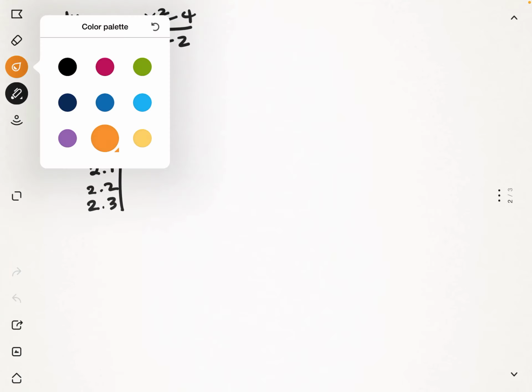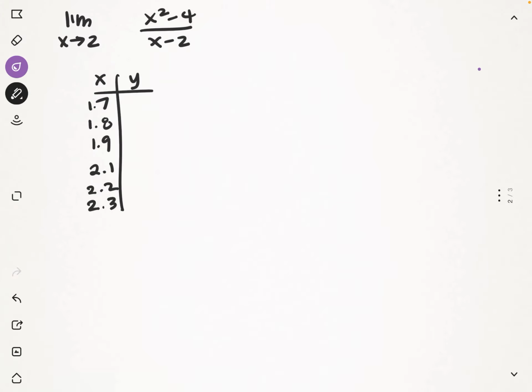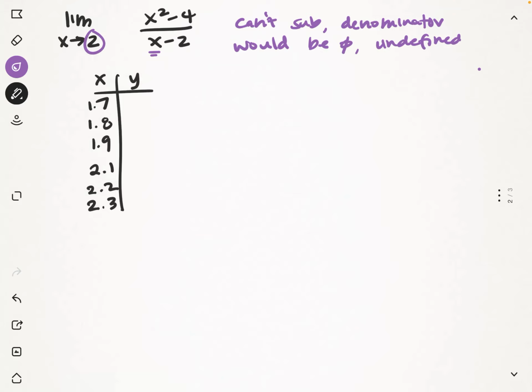Okay, let's do this next one. This one's a little bit different, because one of the major reasons we use limits is that sometimes we can't plug stuff in. If we plugged our 2 in here, we'd get 2 minus 2, which is 0 in the denominator. So we can't substitute. The denominator would be 0, and then the function would be undefined at that point.